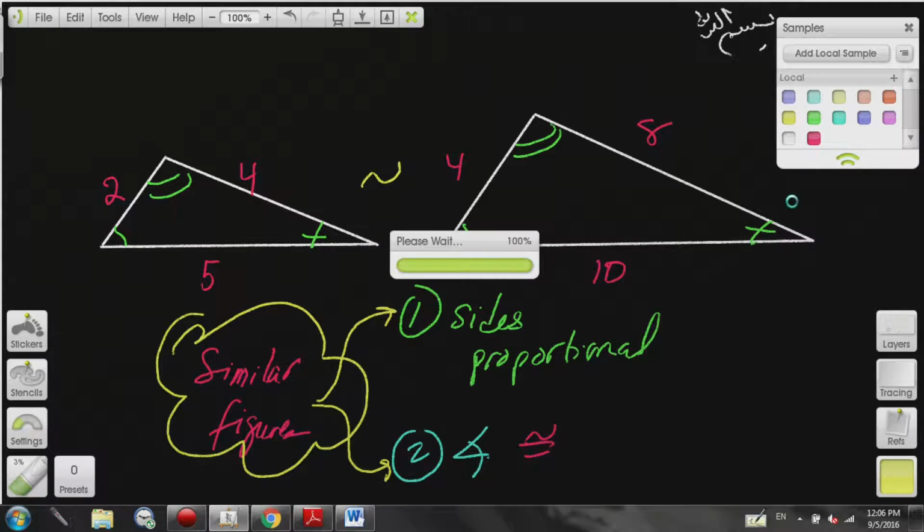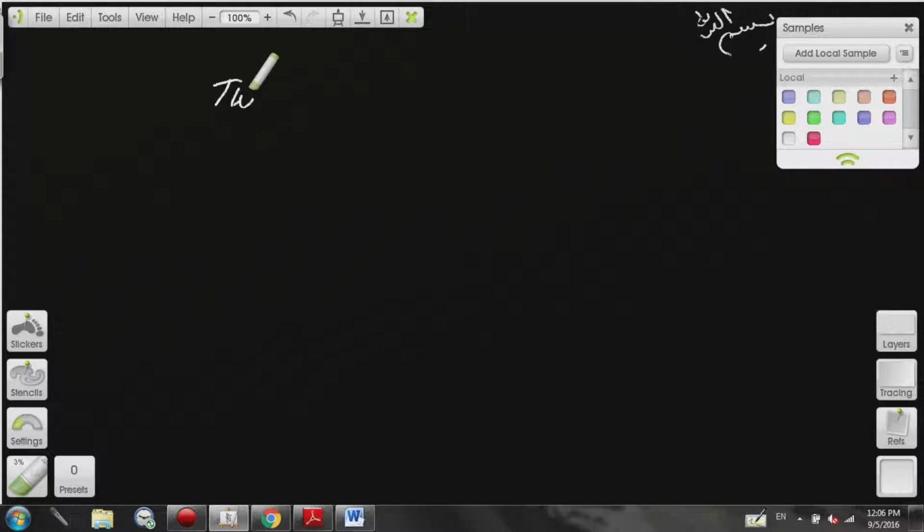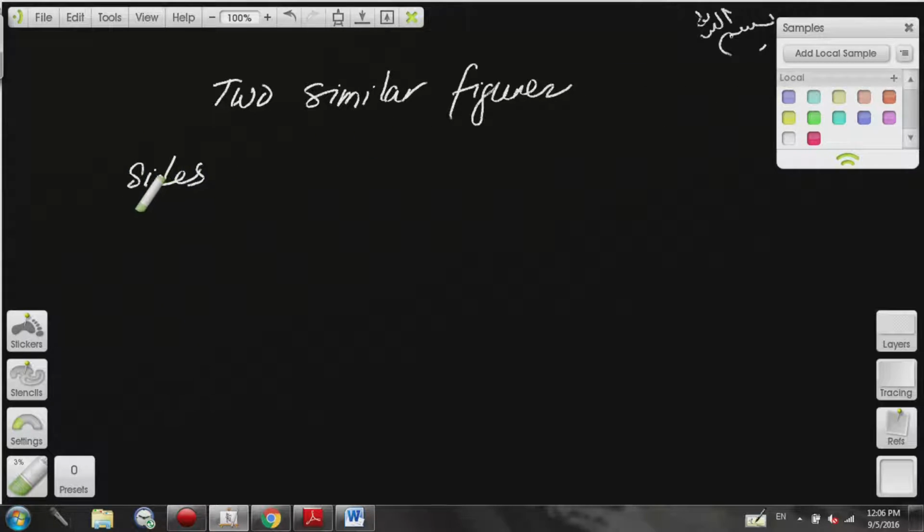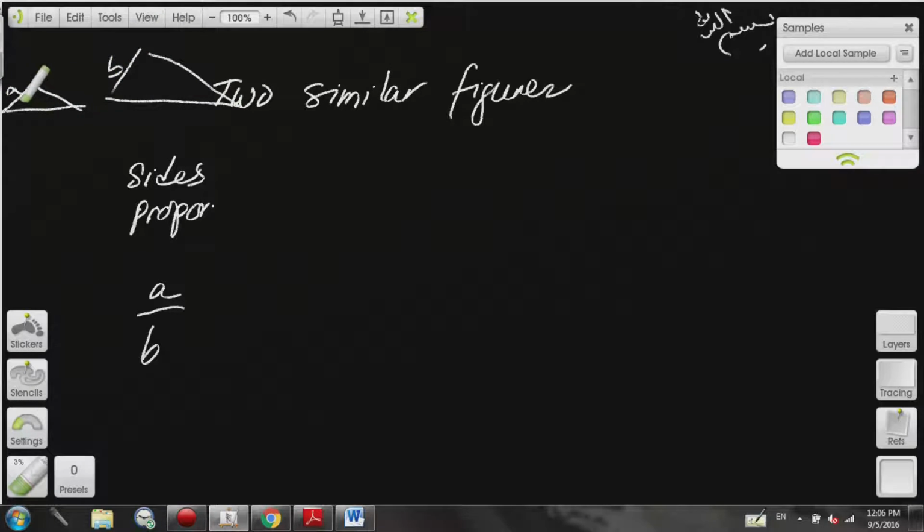Now when you have two similar figures, whether they be triangles, pentagons, hexagons, whatever, there are some things you have to know. The sides are proportional, correct? So let's say the sides are proportional, like A over B. The first triangle I drew, the other triangle I drew, this is A, and this is B. So this side to this side is A to B. Many other things are proportional too.